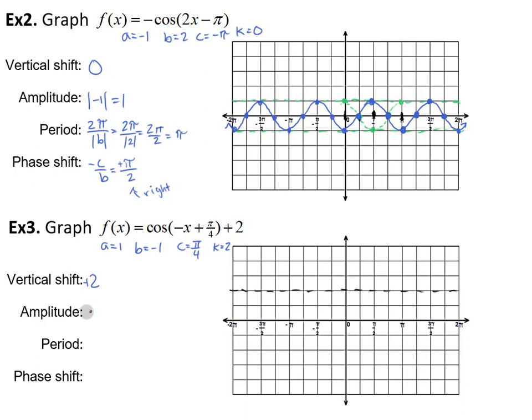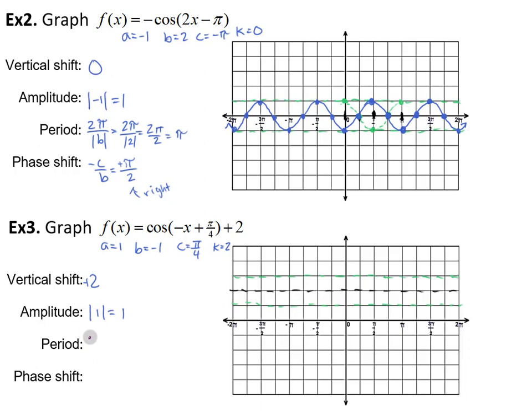Next, we'll find our amplitude, the absolute value of A, which is 1. So we're only going to be going up 1 and down 1 from the center here. So we'll put in our markings once again in green. Okay, up 1 and down 1 at most there, to kind of stay between the lines.